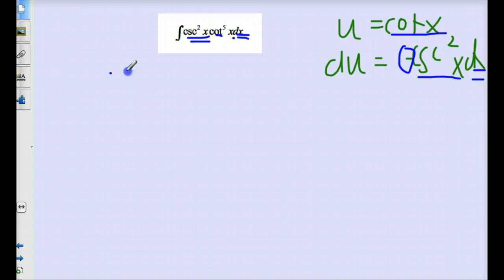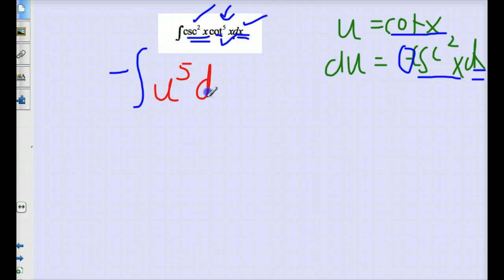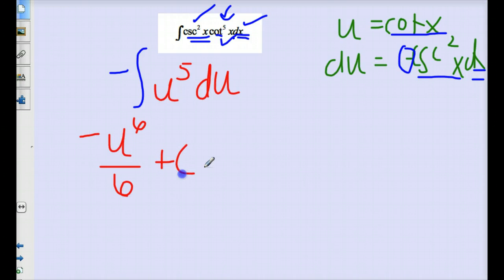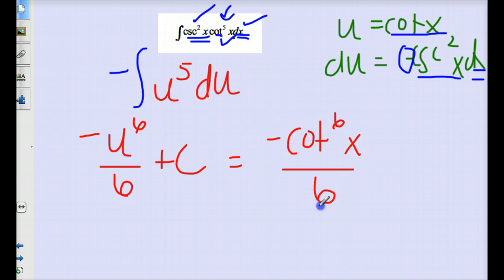So what I do is I put a negative right here, I integrate. This was covered by du, so was this. This was covered by u. The only thing I need to keep is that power of 5. So I get u to the 5 du. And now I can use the power rule, which gives me u to the 6 over 6 plus c. And the last thing is to plug in my cotangent again. So I get negative cotangent to the 6th of x over 6 plus c. And there goes my integral.